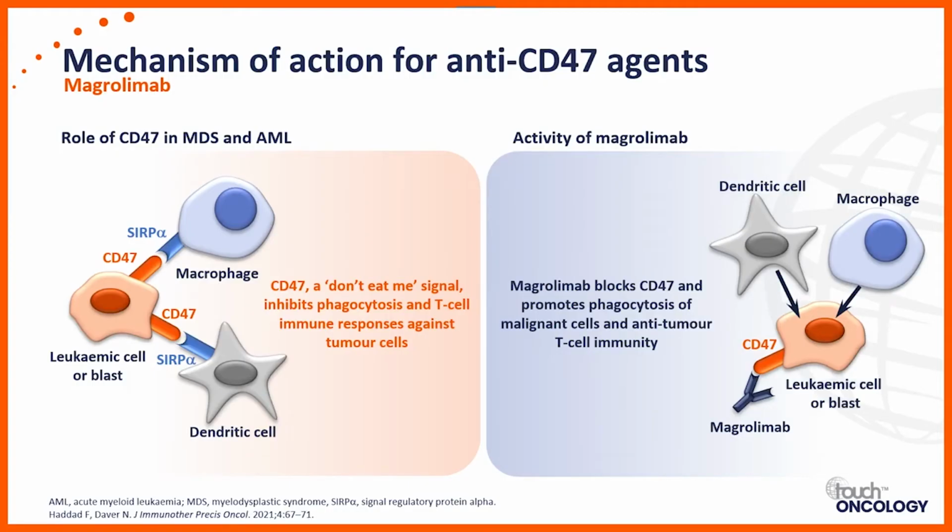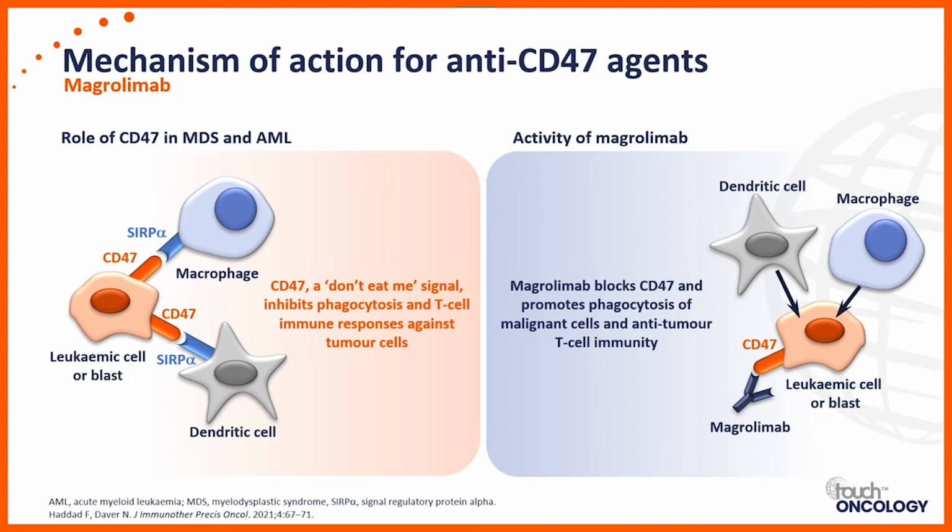CD47 is a transmembrane protein that is expressed in leukemic cells and in dysplastic blasts, and it's a ligand for SIRP-alpha. Now, the activation of this receptor triggers a signal transduction that blocks phagocytosis. Therefore, if we target the CD47 and SIRP-alpha interaction, we may be able to restore phagocytosis.